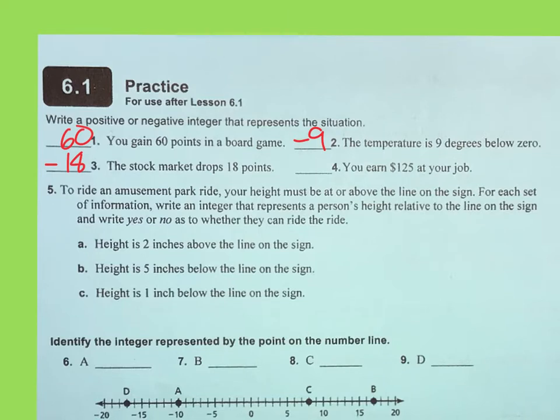You earn $125 at your job, so just $125. Number 5, to ride an amusement park ride, your height must be at or above the line on the sign. For each set of information, write an integer that represents a person's height relative to the line on the sign, and write yes or no as to whether they can ride. Height is 2 inches above the line on the sign. So we have to write an integer, so 2. Height is 5 inches below, negative 5. Height is 1 inch below, negative 1.